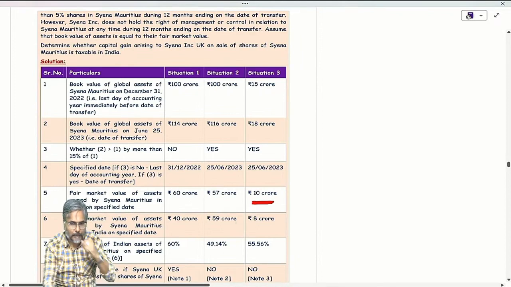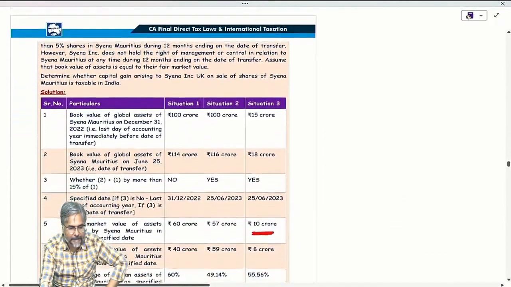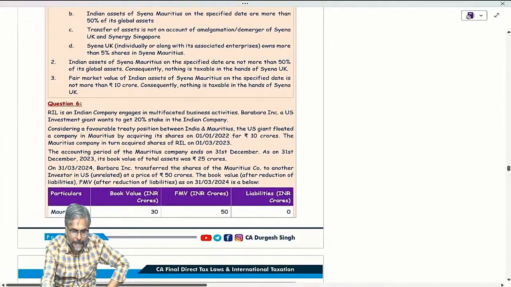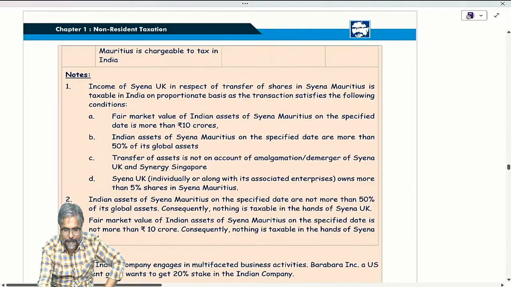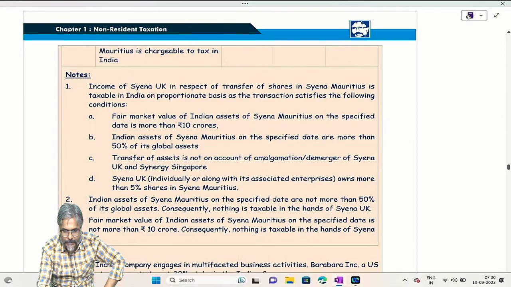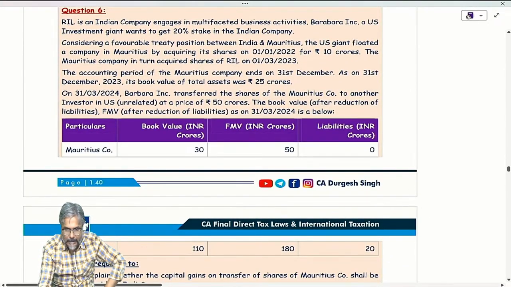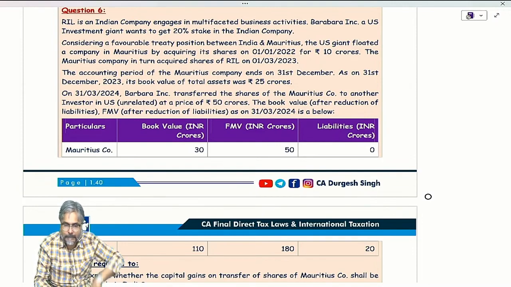So students, now on the FMV part, please put an asterisk and write therein: the FMV value will be increased by any corresponding liability that would have been reduced. Fine.